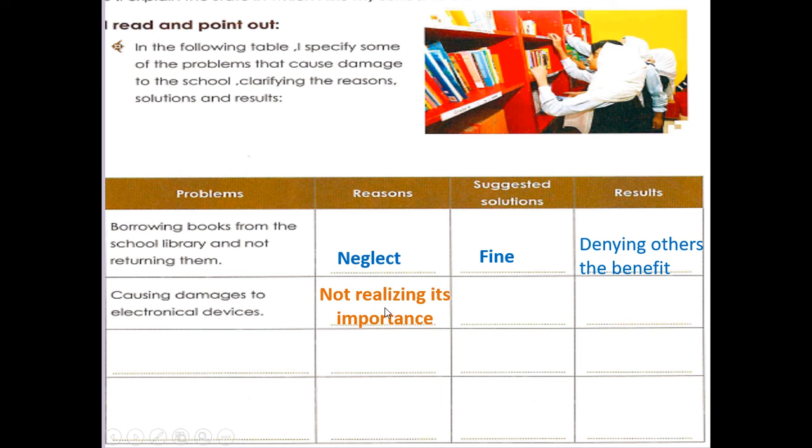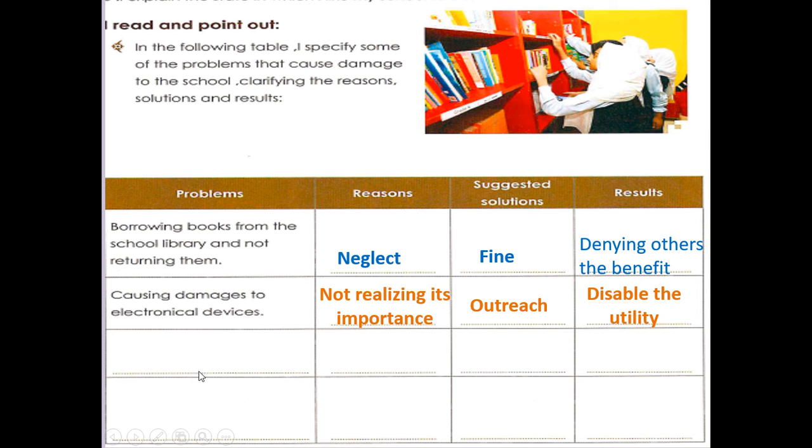Okay. So what do you think the suggestion or the solution for this problem is? Okay, that's right. Outreach, or clarifying the importance for them. And what is the result? Disabling the utilities, because if those are damaged, nobody can get the benefit of them.